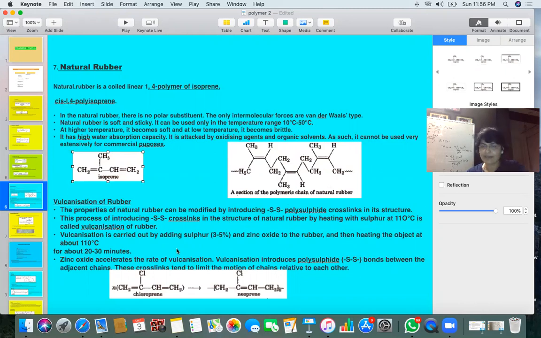these bands which are made, and in places where we need a stronger rubber. Sulfur polysulfide linkage takes place, which is called vulcanization. We heat natural rubber with sulfur at 110 degrees Celsius, and it's called vulcanization of rubber. This is also done by adding sulfur and zinc oxide to the rubber and then heating the object at about 110 degrees Celsius for about 20 to 30 minutes.